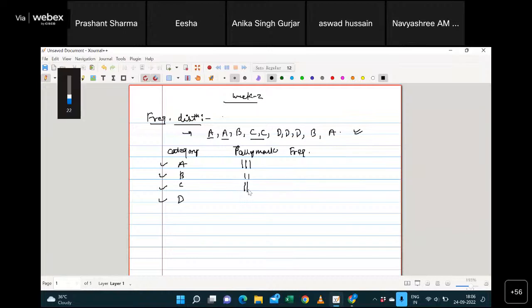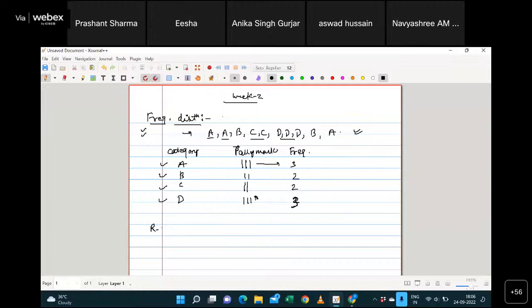Yeah. So similarly, we have C 2 times and we have D 3 times. So what is the frequency? A 3 times, B 2 times, C 2 times, and D 3 times. So this is the frequency distribution. This is the meaning of the frequency distribution. Nice observation, thanks. So D is 3 times.